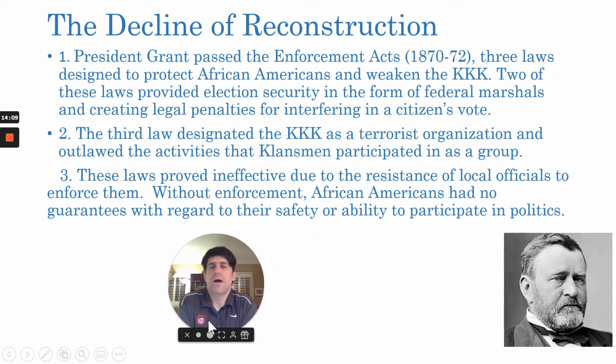So let's talk now about the decline of Reconstruction, the waning years of Reconstruction in the early to mid 1870s. President Grant, that's Ulysses S. Grant, who was the Union hero in the Civil War, the commanding general of the Union Army at the surrender at Appomattox Courthouse when the war was over. He was elected president in 1868 and re-elected to a second term in 1872.